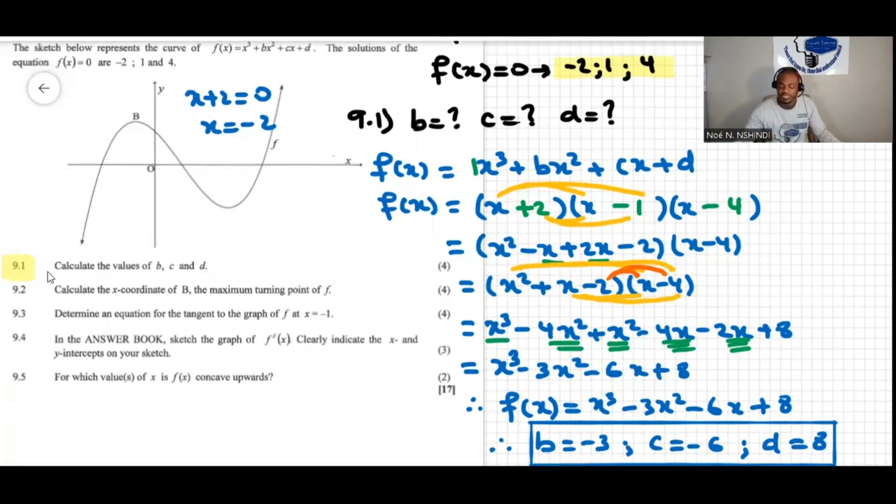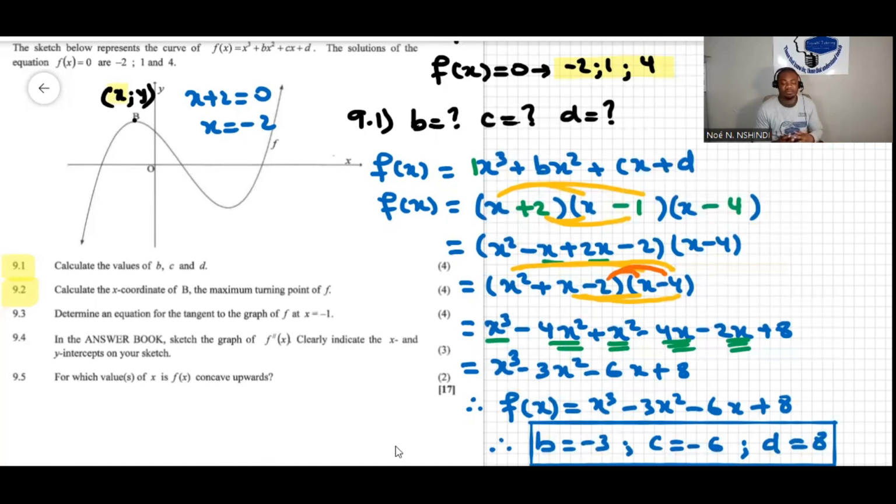Now the next question is question 9.2. The question says calculate the x coordinate of B, the maximum turning point of f. So we're talking about this point over here, B there. Okay, the x coordinate only, that's what they ask. Remember, a point has an x and a y coordinate, so we are looking for the x coordinate only. Okay, the maximum of the function.